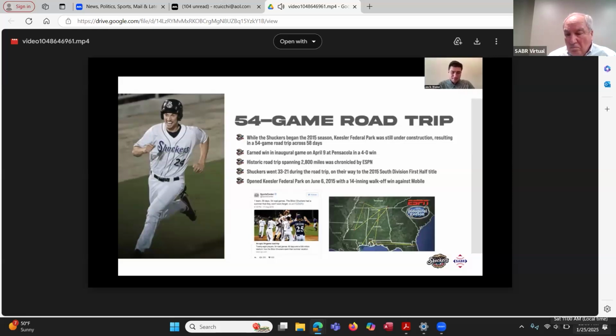It was a bit like, in a roundabout way, when the Scranton/Wilkes-Barre Yankees became the Empire State Yankees when we were redoing PNC Field in Moosic, Pennsylvania, when they played an entire season on the road. And that's what the same thing was with the Shuckers for the first half until the ballpark was ready in mid-June.